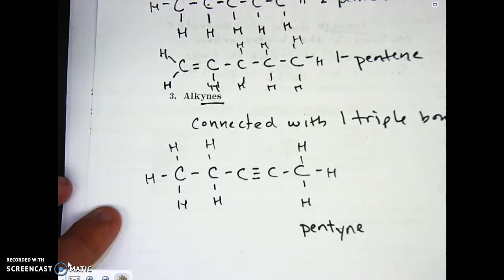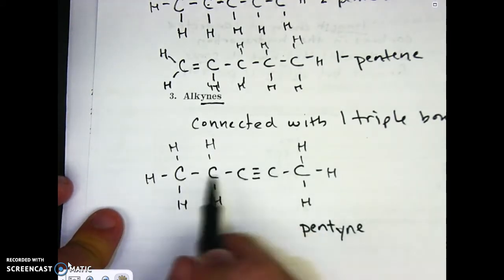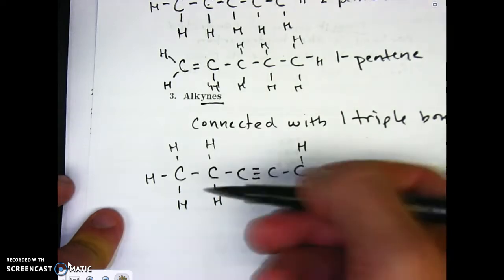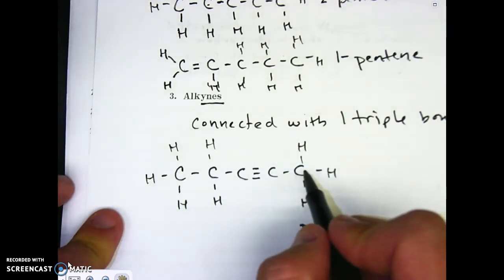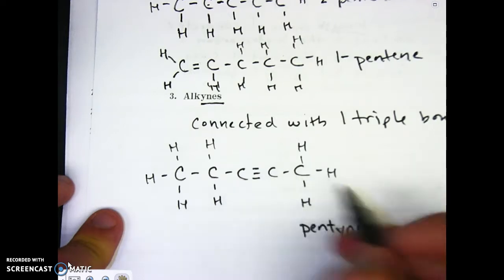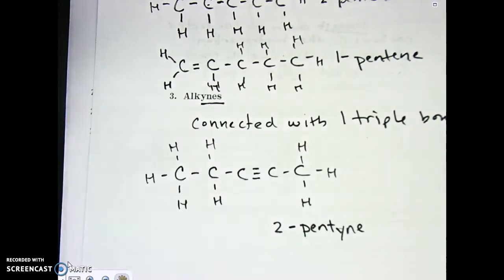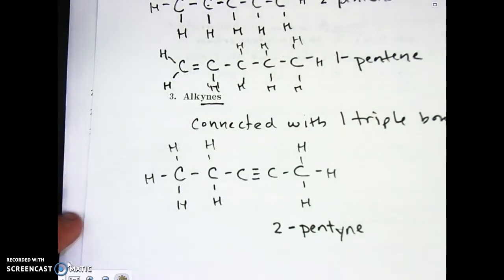Now the number. If I go from left to right, it is 1, 2, 3. But if I go in reverse and start with this end of the carbon, it's 1, 2. So I'm going to choose 2. Maybe that made a little more sense now with the numbering. So that would be 2-pentyne.